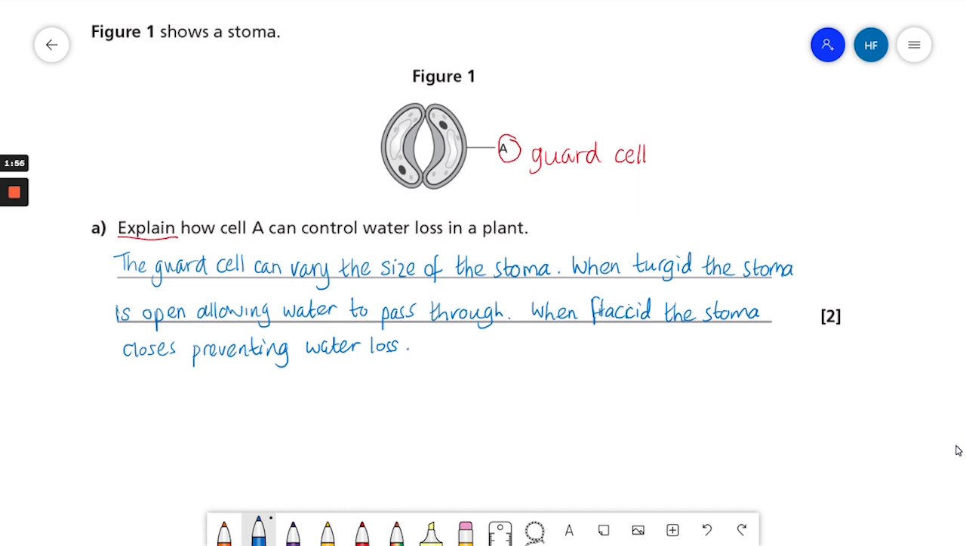Okay, so that's 2 marks. 1 mark for saying when they're turgid, the stoma is open, and the other mark for saying when it's flaccid, the stoma is closed, which prevents water loss.